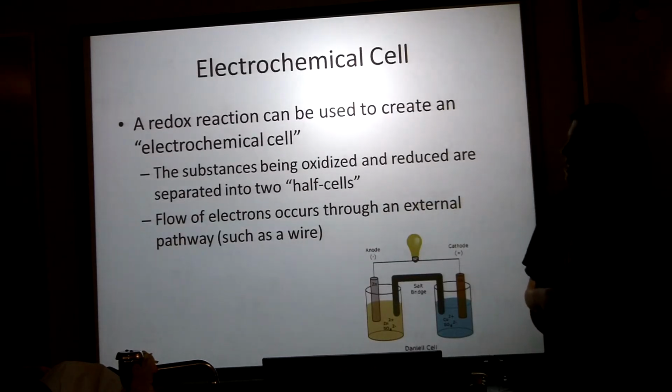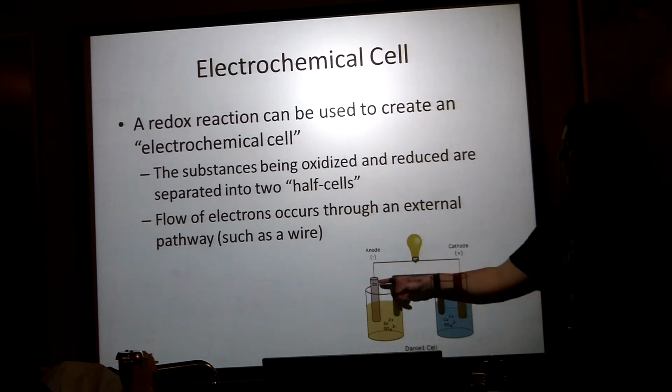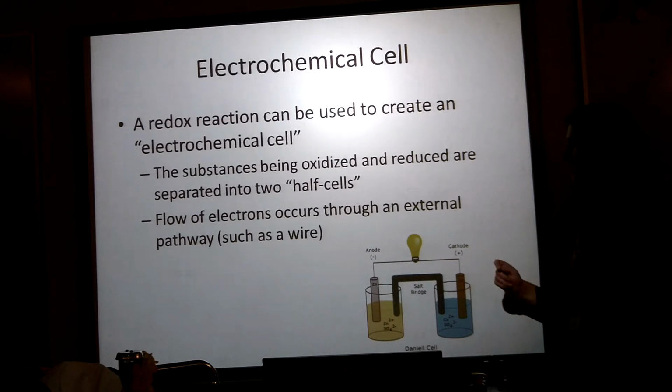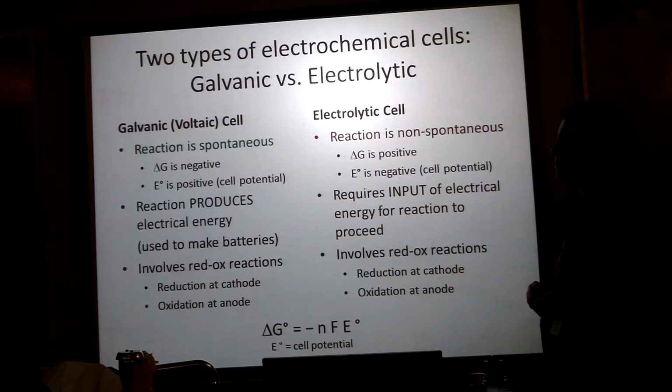An electrochemical cell is when you take a reaction like the one we just saw and you split it up into these two half cells. So we are separating out the substances rather than having them in the same beaker and connecting them through an external pathway such as a wire, and that allows us to trap that flow of electrons and turn it into something useful like an electric current.